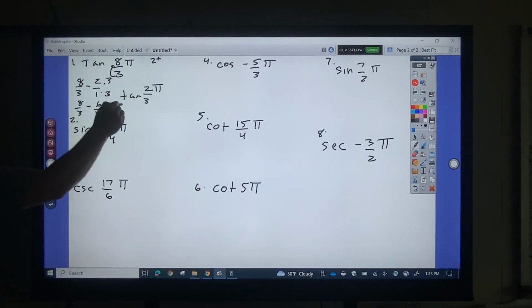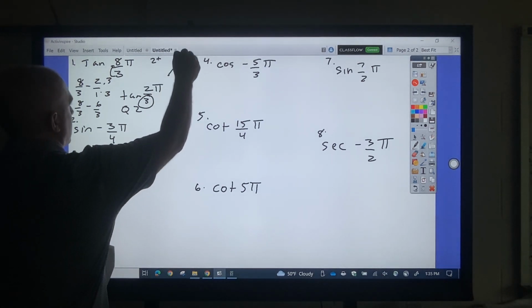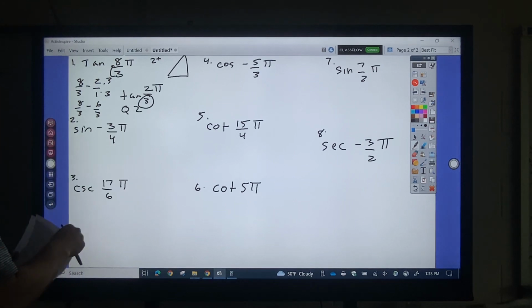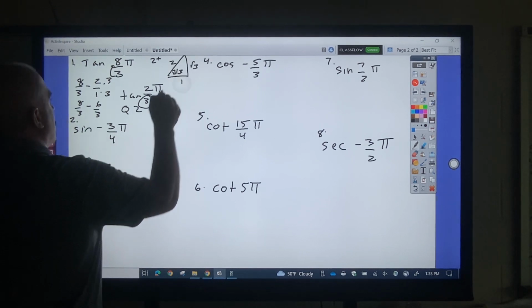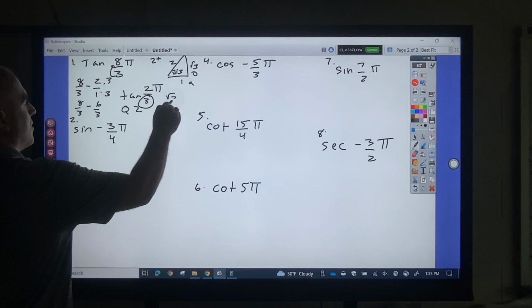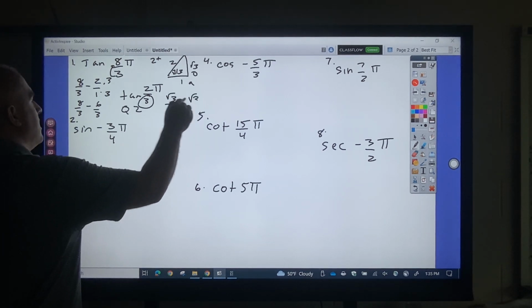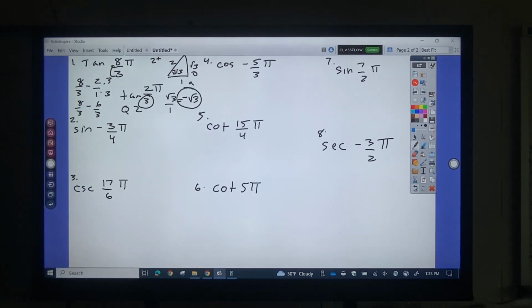2/3 would be in quadrant 2. It's very convenient. My reference angle is the pi over 3 triangle. So the pi over 3 triangle for me is 2, square root of 3, and 1. Tangent is O over A. So that's square root of 3 over 1, which is square root of 3. Since it's in quadrant 2, the only thing positive there is sine and cosecant, so that's going to be negative.